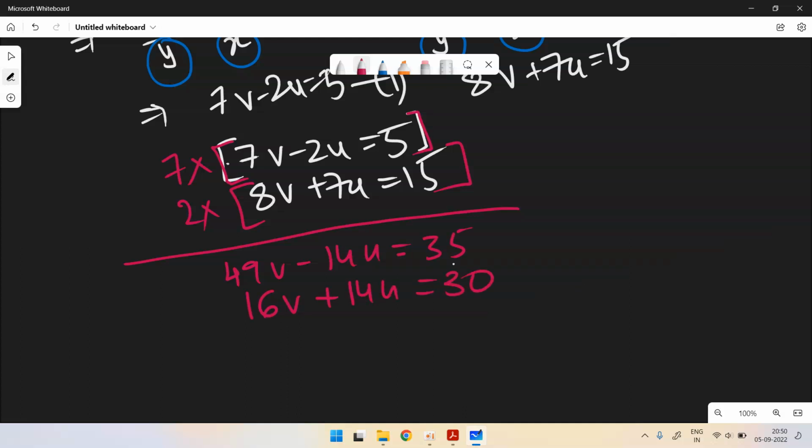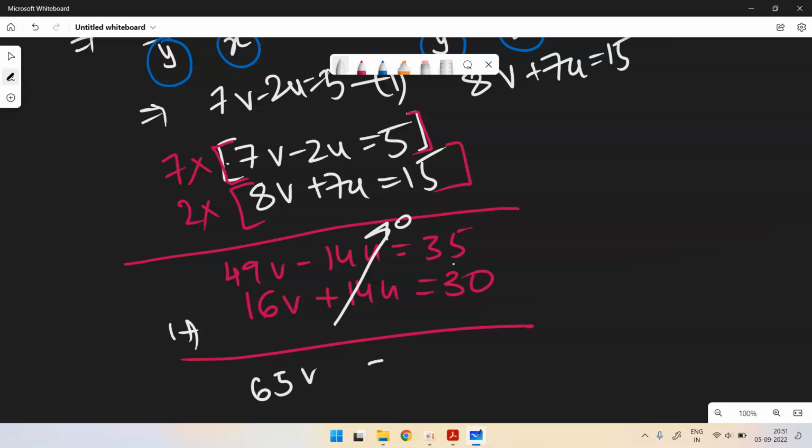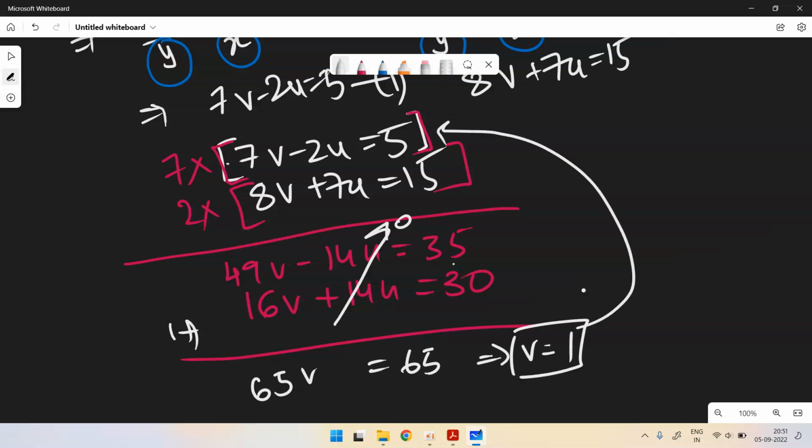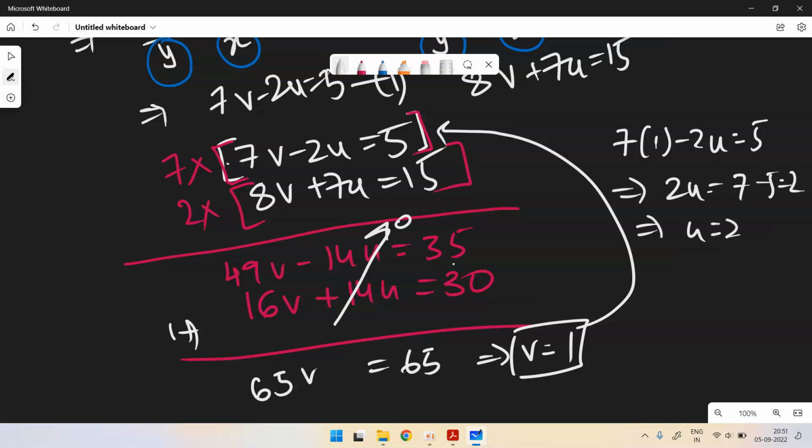And if you add these two equations, the u terms become 0, as 14u and minus 14u get cancelled. Adding everywhere, 49 plus 16 is 65, so 65v equal to 65, which implies that v equal to 1. Substitute v equal to 1 here: 7 into 1 minus 2u equal to 5, which implies that 2u equal to 7 minus 5 equal to 2, which implies that u equal to 2 by 2, which is 1.